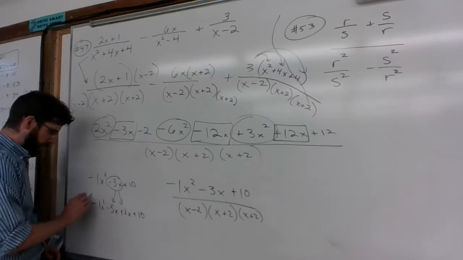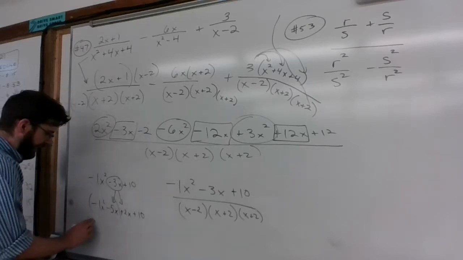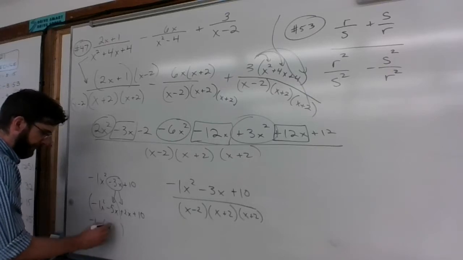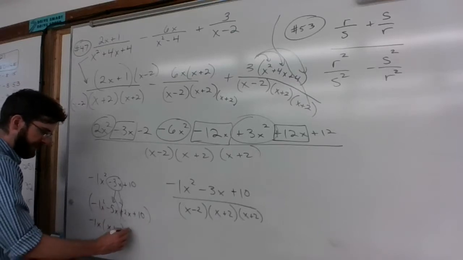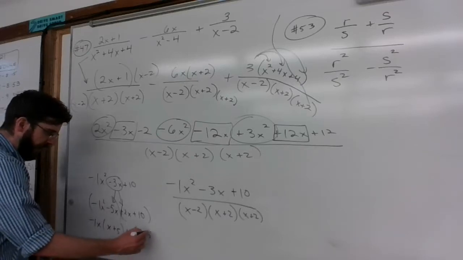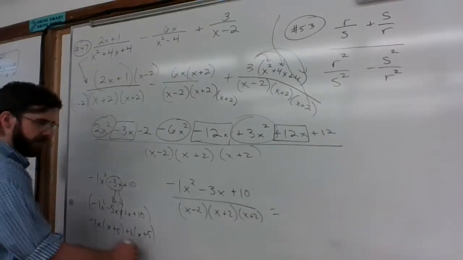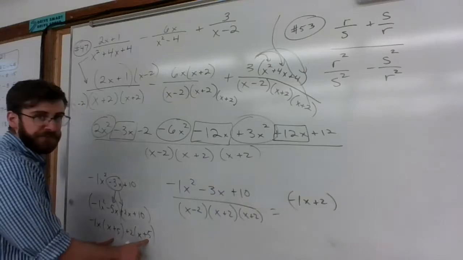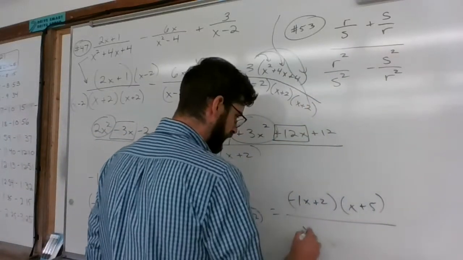Yeah, so factor out, and you know what, I want to get that negative out of there. Negative 1x creates a positive x here and a positive 5 there. Take out a 2 here, and you get plus 2 times x plus 5. So over here, these two come together. Negative 1x plus 2 times x plus 5 over all this.